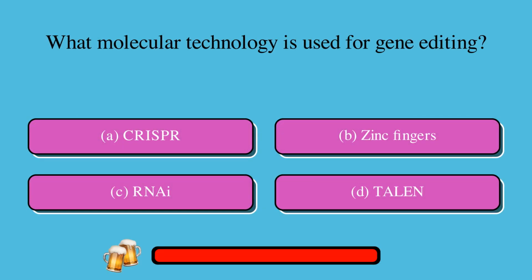What molecular technology is used for gene editing? A. CRISPR, or B. Zinc fingers, or C. RNA, or D. TALEN? The correct answer is A. CRISPR.